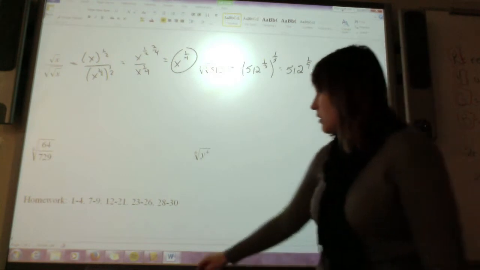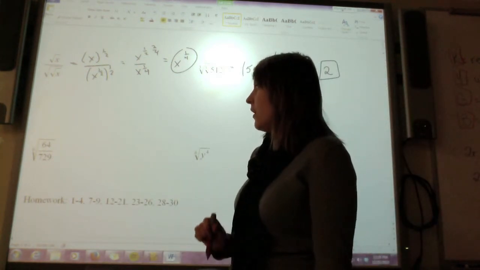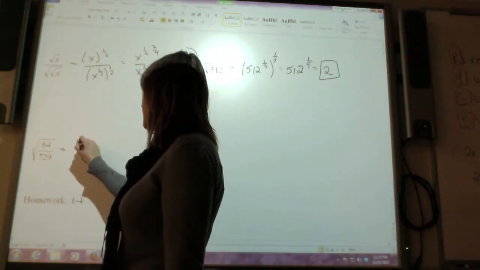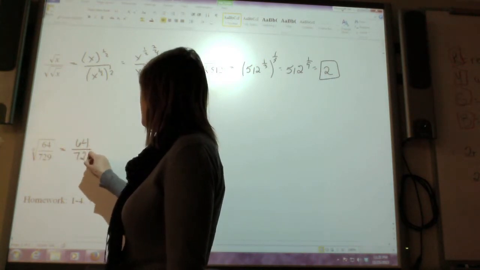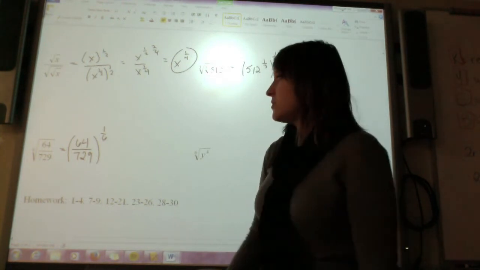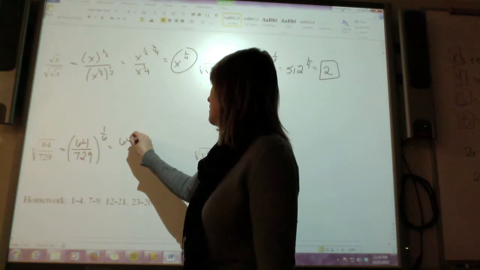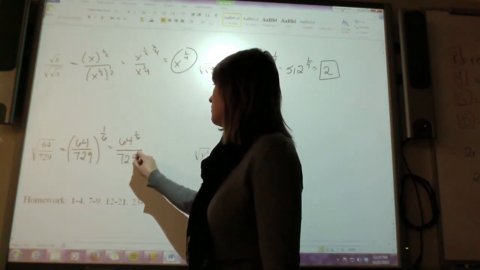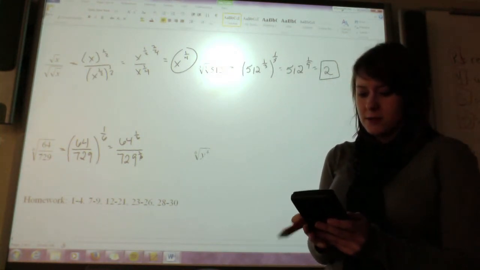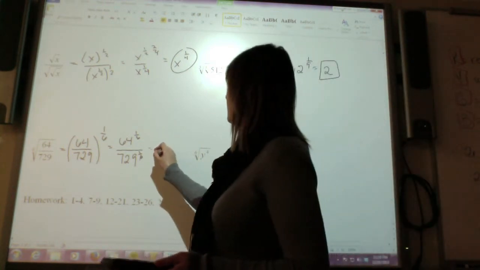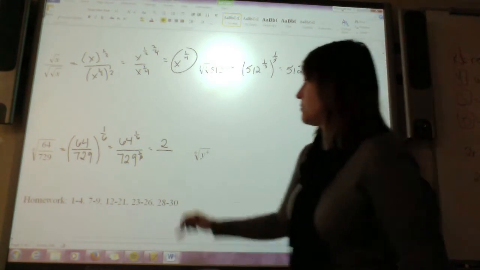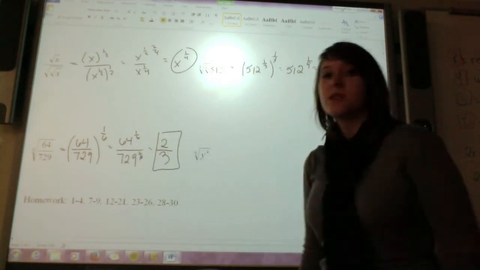Alright, moving on. Over here, I've got the 6th root of 64/729. So remember that I can rewrite this as 64/729 to the 1/6, and I can split that up into 64 to the 1/6 over 729 to the 1/6. If I plug each of those into my calculator, 64 to the 1/6 gives me 2, and 729 to the 1/6 gives me 3. So this is just 2/3.